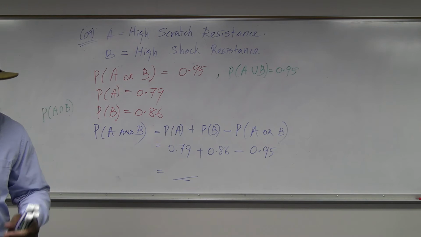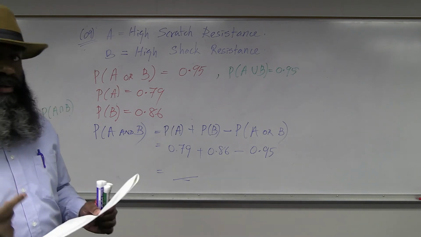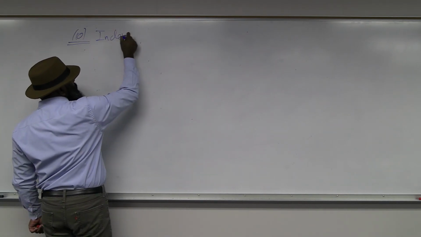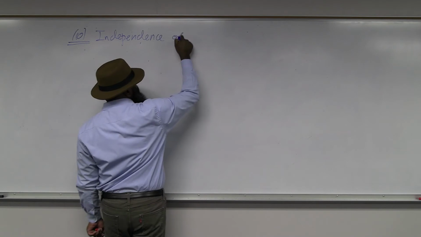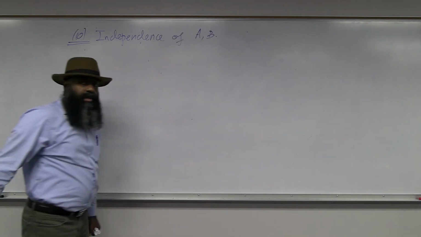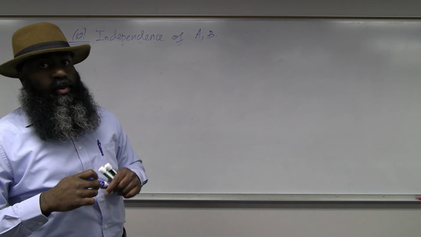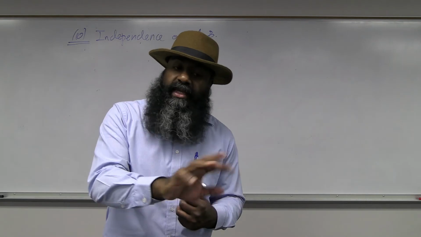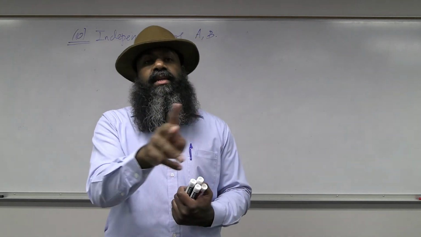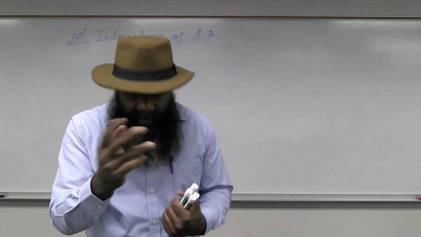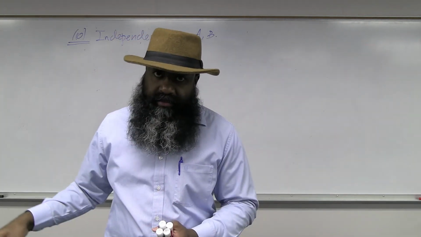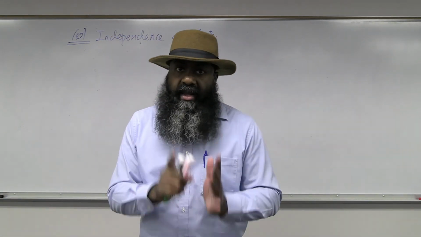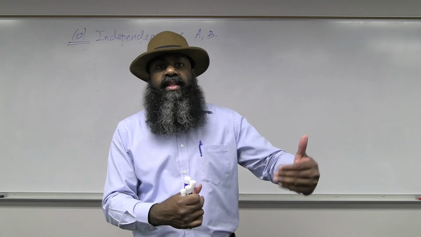Let's move on to the next point, independence of two events. Point number 10, independence of two events. Now, independence of two events is different from mutually exclusive events. Mutually exclusive means there is no intersection between A and B. Mutually independent means something else. Mutually independent means the probability of one event does not affect the probability of the other event.